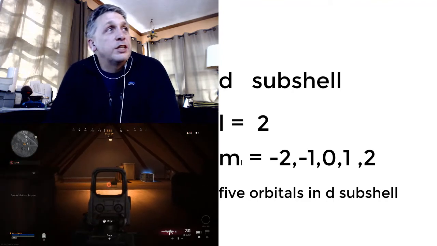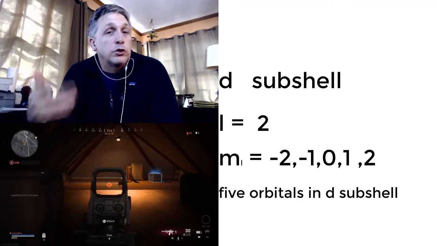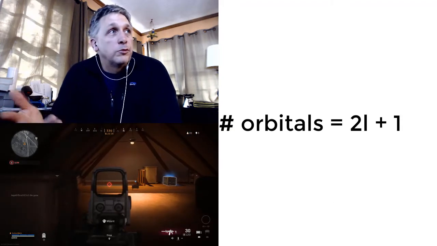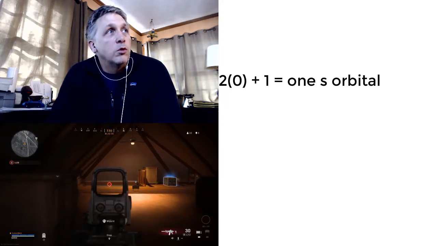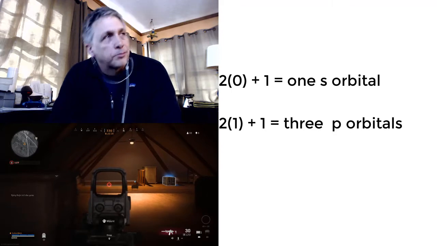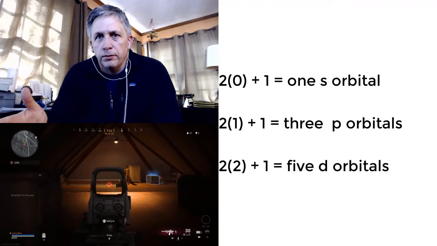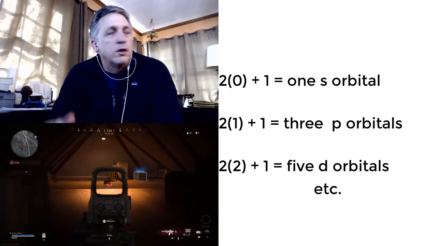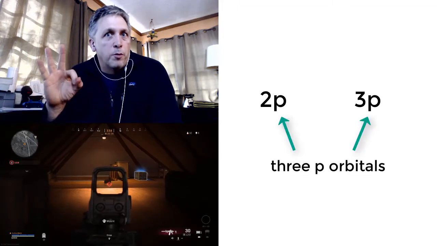And another trend that you see is that whatever L you're talking about, the number of orbitals is equal to 2L plus 1. So when L equals 0, 2L plus 1 is 1. So that means 1 orbital. When L equals 1, 2L plus 1 is 3. And again, the number of orbitals depends on the subshell. It doesn't matter what shell we're talking about. 2p and 3p, both of those subshells have 3 orbitals in them.